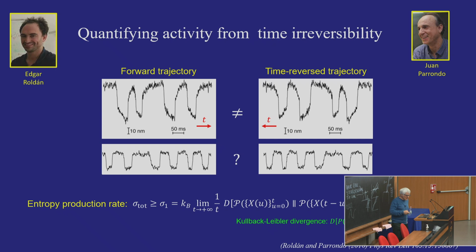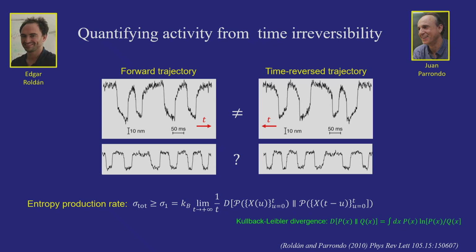What Edgar and Juan told me is that you can estimate the rate of entropy production by measuring the Kullback-Leibler divergence between the probability density to observe the forward trajectory and the probability density to observe its time reversed. For those of you like me, not so long ago, that didn't know anything about Kullback-Leibler divergence, I recall that if you have two distributions of a single variable x, the Kullback-Leibler divergence is simply the mean, over the distribution p, of the log ratio of p by q.